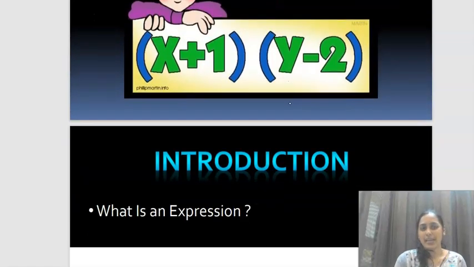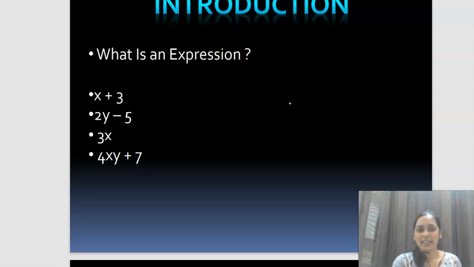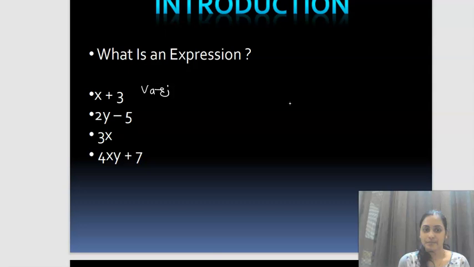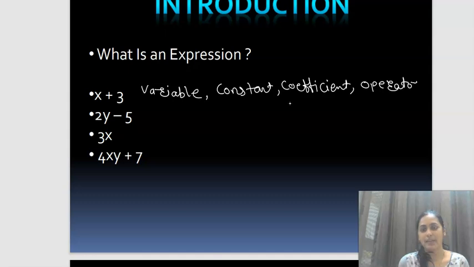So guys, in the earlier class, we have already learned about algebraic expression. What is an algebraic expression? What are constant, variable, coefficient, etc.? Here are a few examples in front of you: x plus 3, 2y minus 5, 3x, 4xy plus 7. What we need to make an expression is variable, constant, coefficient and operators. In the given examples there are variables, constants, coefficients and operators also.